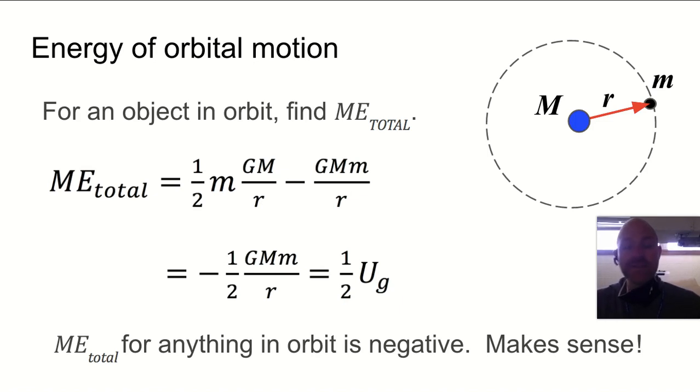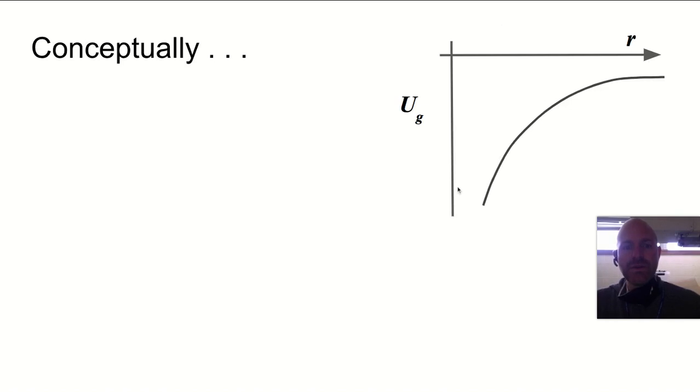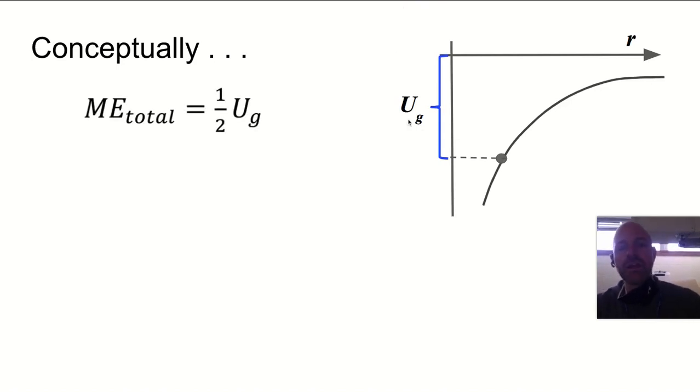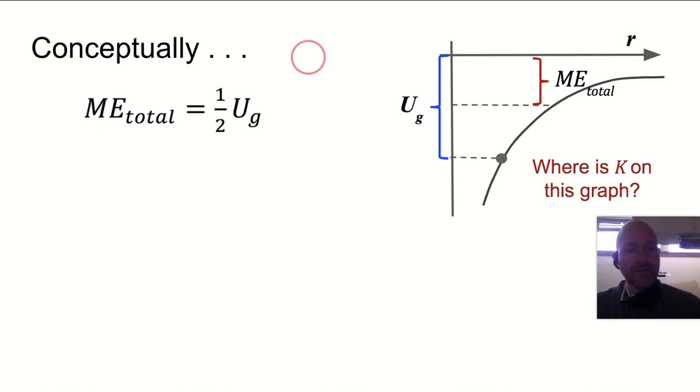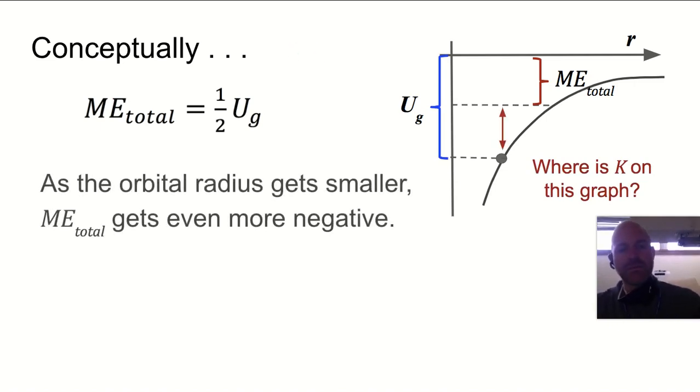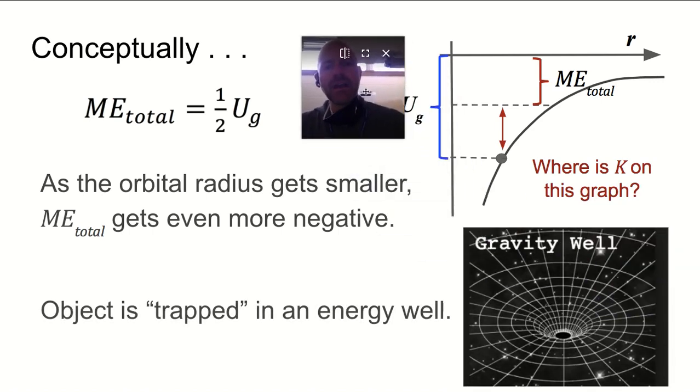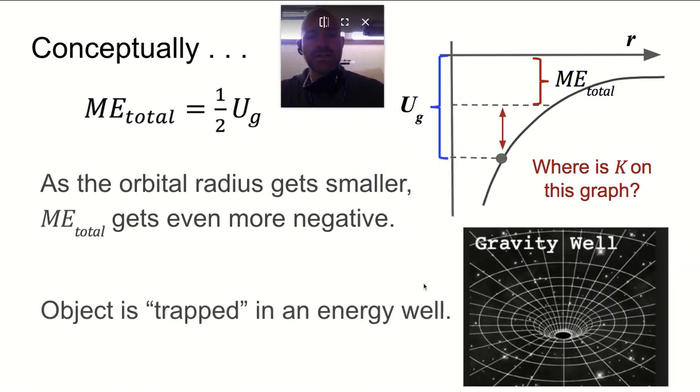If it was in orbit, it hasn't achieved escape velocity, and if it achieved escape velocity, it would have a total mechanical energy of 0. So conceptually, if we look at the gravitational potential energy curve here, however much energy there is, the total should tell us where the orbit is. If the total mechanical energy is some value, the kinetic energy is the difference between the gravitational potential energy and the total mechanical. As the orbit gets smaller, the rays get smaller, and we get more and more negative. And this is kind of why we call these gravity wells. The object is trapped in an energy well.